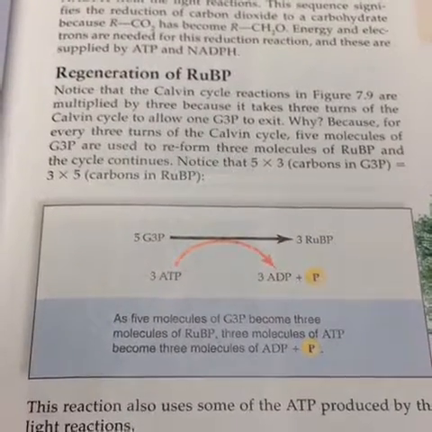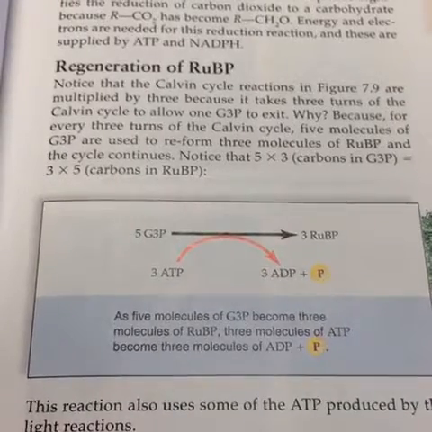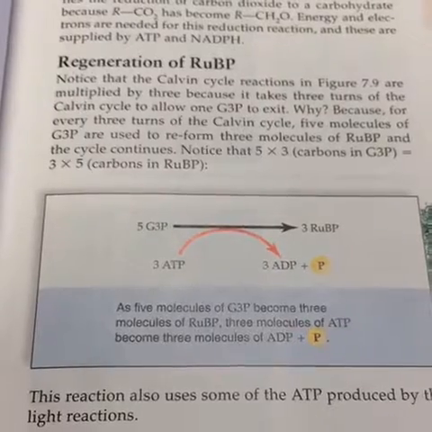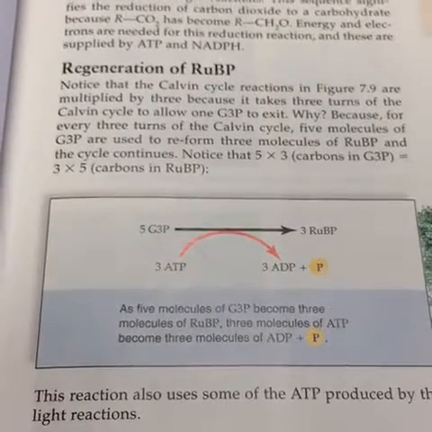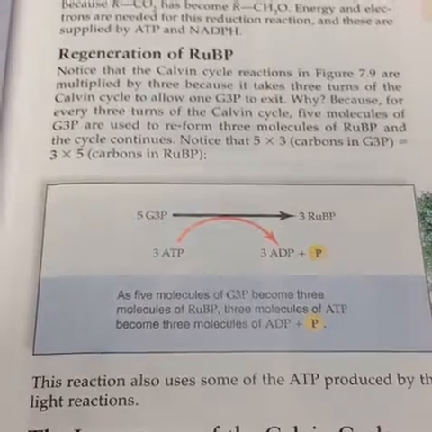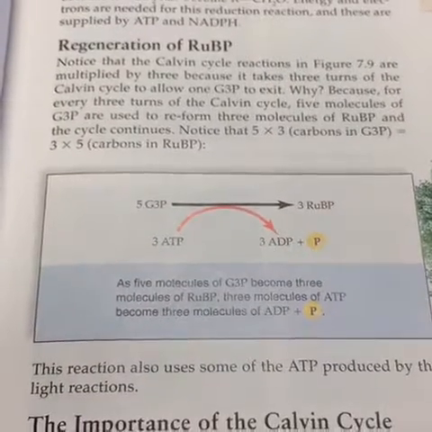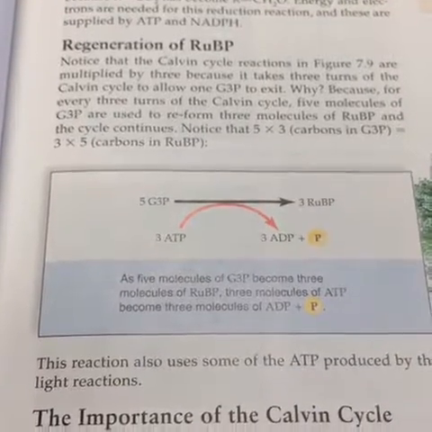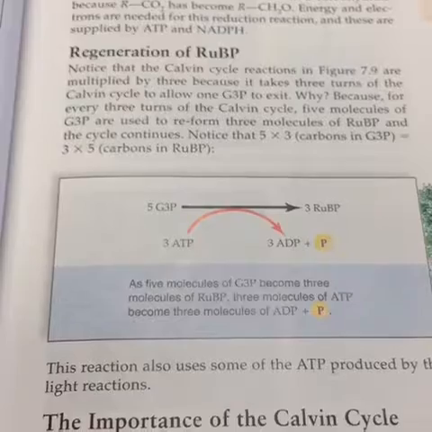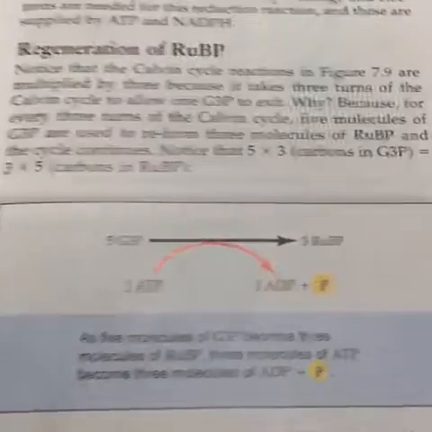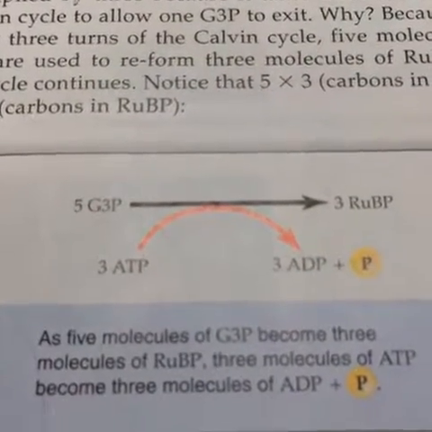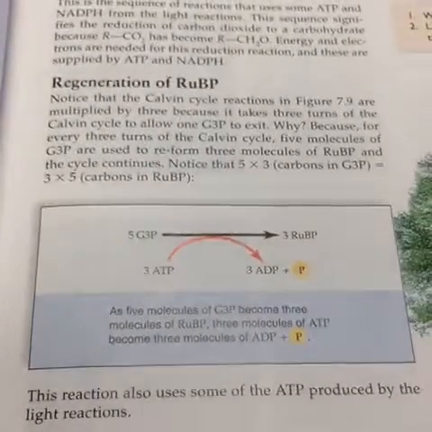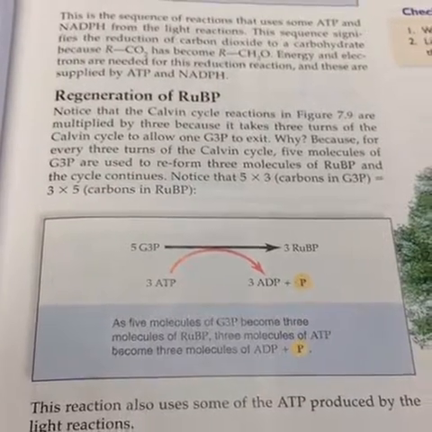Regeneration of RuBP. Notice that the Calvin cycle reactions in figure 7.9 are multiplied by 3 because it takes 3 turns of the Calvin cycle to allow 1 G3P to exit. Why? Because for every 3 turns of the Calvin cycle, 5 molecules of G3P are used to reform 3 molecules of RuBP, and the cycle continues. Notice that 5 times 3 carbons in G3P equals 3 times 5 carbons in RuBP. This reaction also uses some of the ATP produced by the light reactions.